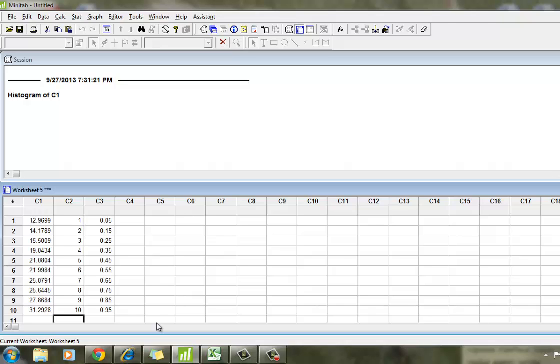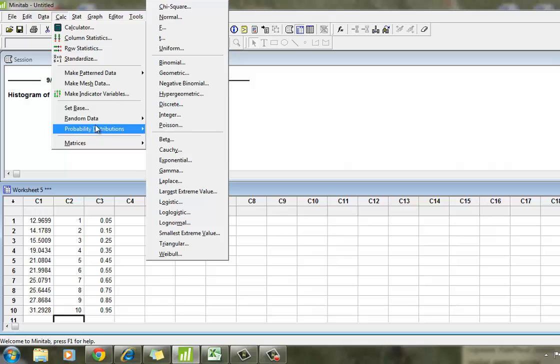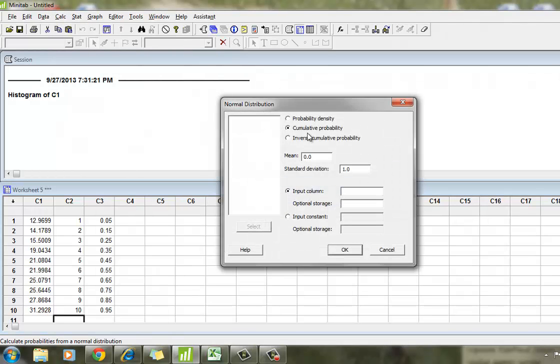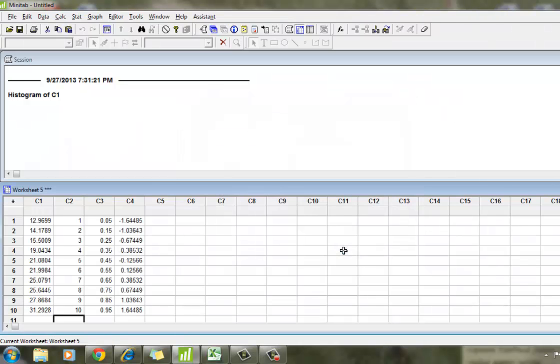Now the next step is to find what number in the standard normal distribution corresponds to this percentile. So we can go to Calc, Probability Distributions, Normal, and we want to find the inverse cumulative probability. In C3, we have the 5th percentile, the 15th percentile, the 25th percentile, and so forth. And we're going to store those results in C4.